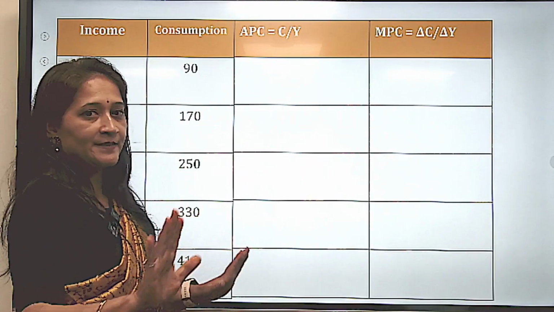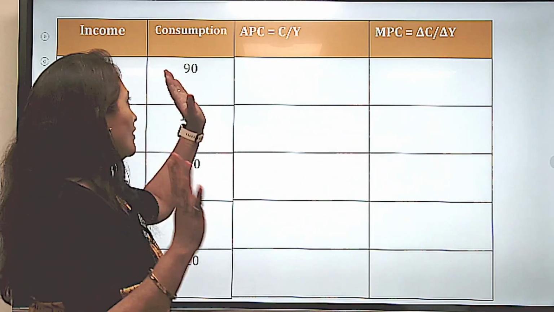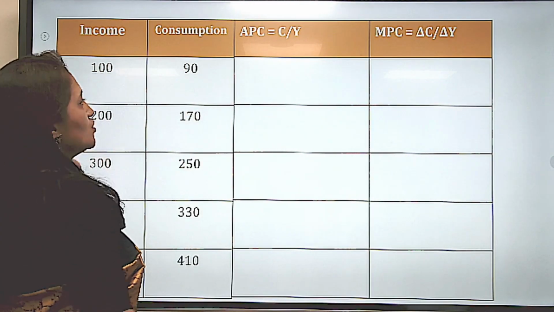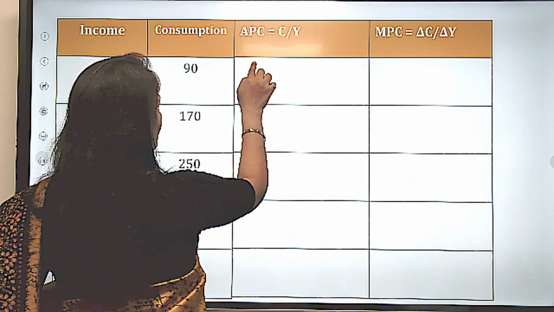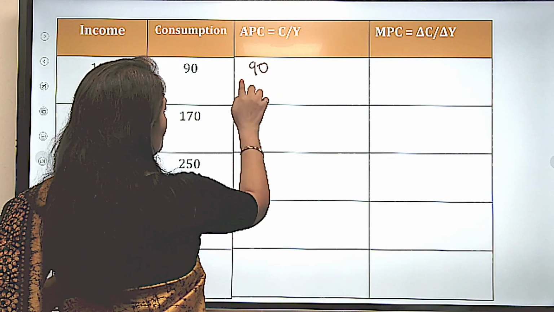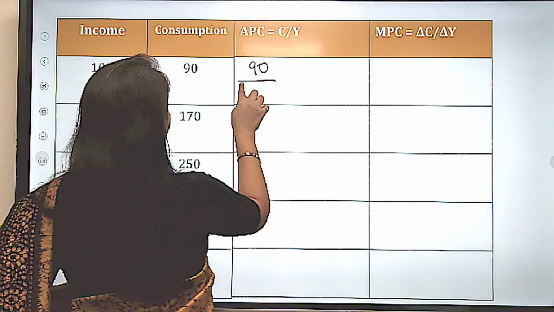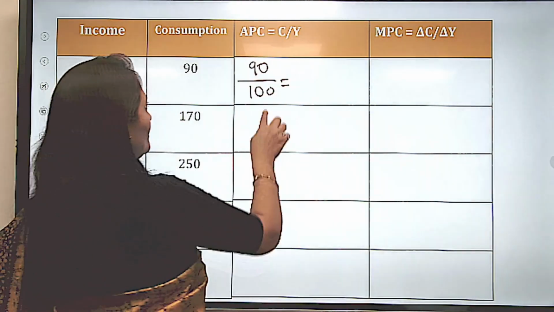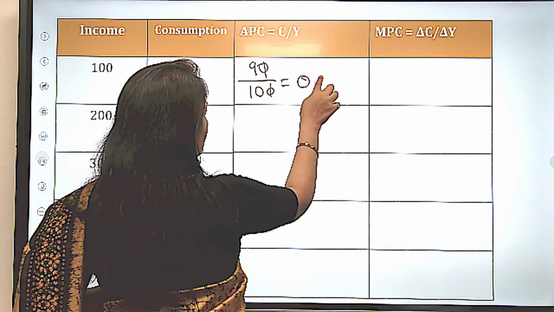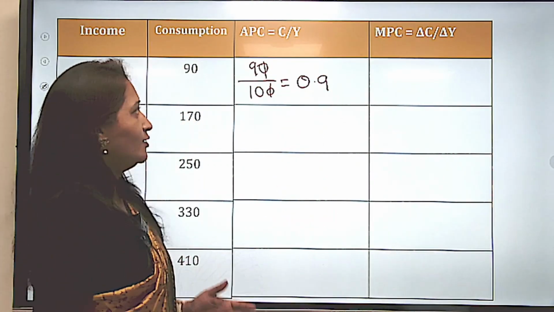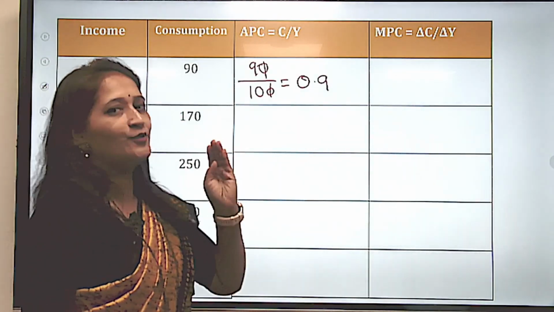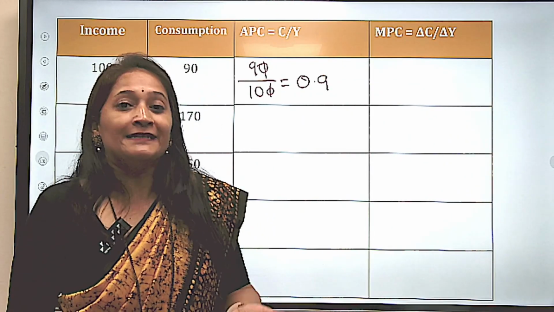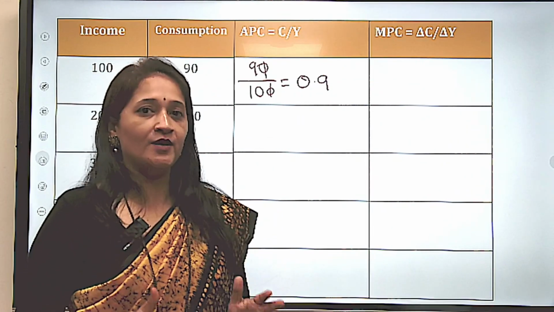The formula is very simple. Current consumption, or whatever consumption of the country we are having, divided by total income of the country. So let's say the first period we are having consumption of 90 rupees, say maybe 90 crore rupees, and current income is 100 crore. So 90 divided by 100, you simply get the answer 0.9 or 90%. You can clearly see out of 100 rupees, you are spending 90 rupees of your income. That means it's 90% of income you are spending on consumption.